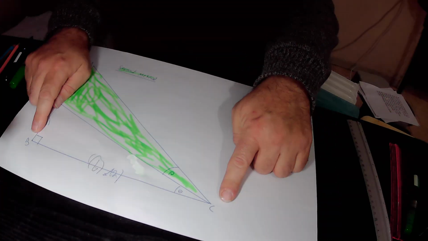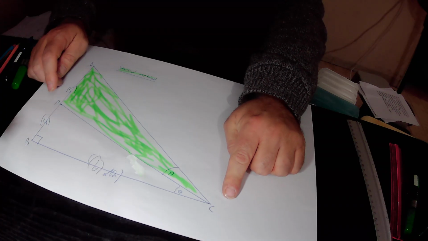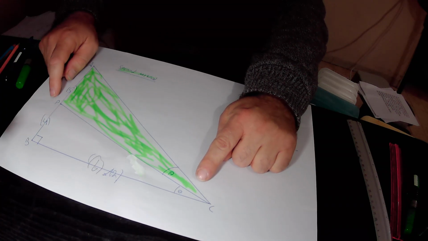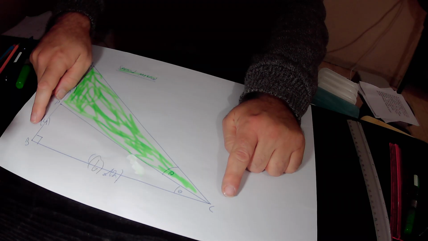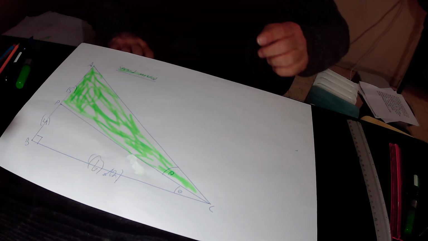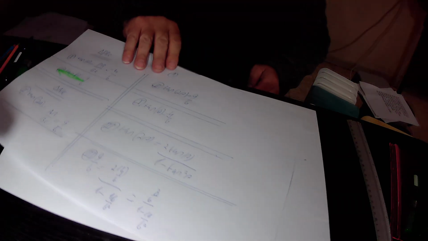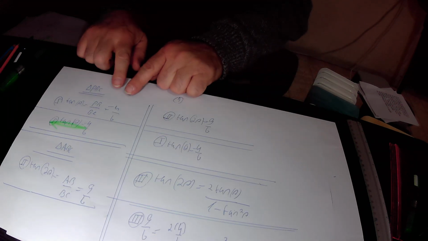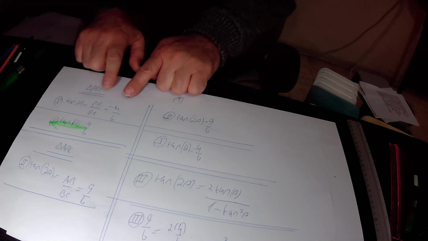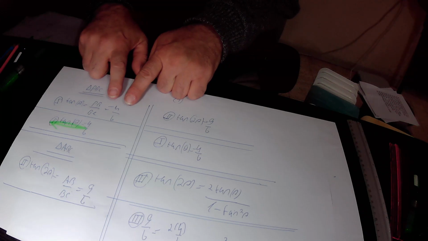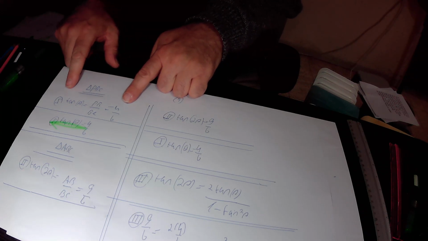We define BC as b. Therefore, in total, tangent theta equals PB, this is 4, over BC, this is b. Again, PB equals 4 as given, BC equals b according to our definition. So in total, according to equation 1, tangent theta equals 4 over b.